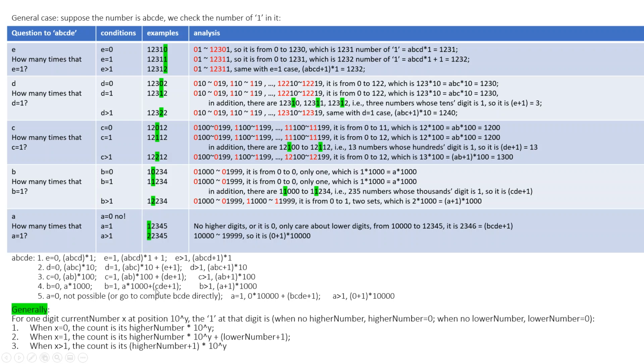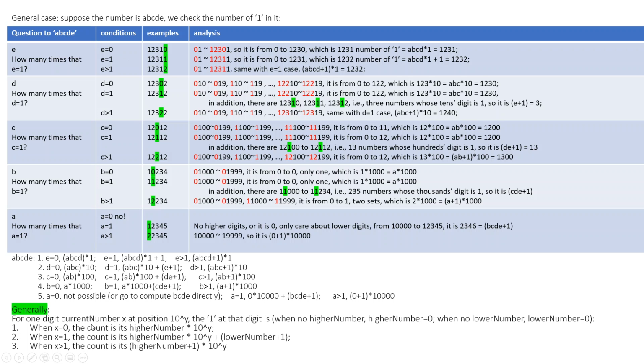So the conclusion is like this. Generally, for one digit current number x at a position, it has a position, right? So before, A is actually at the position of 10,000. It's 10 to the power of 4, right? And B is actually at the thousand digit, so it's 10 to the power of 3, right? Thousand level. And C is 100. It's 10 to the power of 2, and D actually is 1, right? And E is 0.